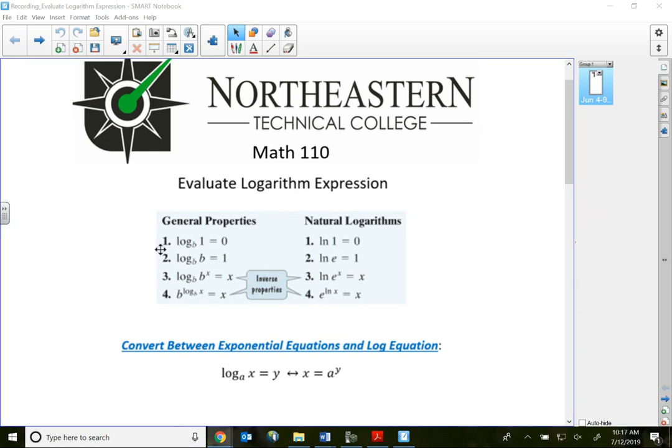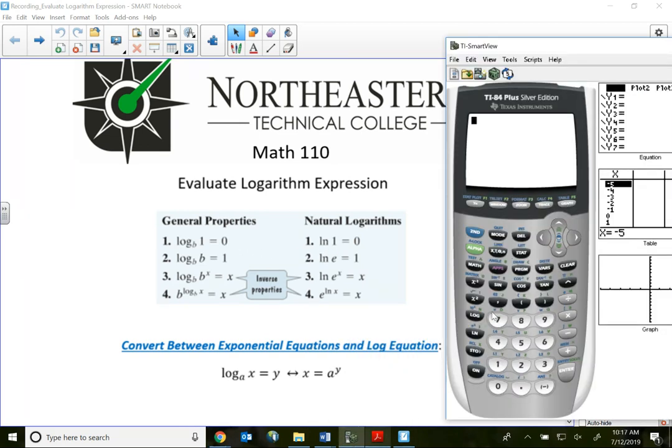All right. So the first one says log with any base of 1, or a natural log with the base e of 1, is always equal to 0. So log of any base of 1 equals 0, so it's natural log of 1. All right. Log with any base b of itself is always equal to 1.